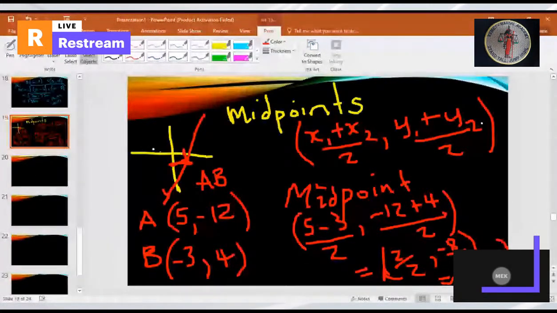Now we're going to look at the gradient, finding the gradient of the line. There is a way you can tell the gradient if you already know the equation of the line.